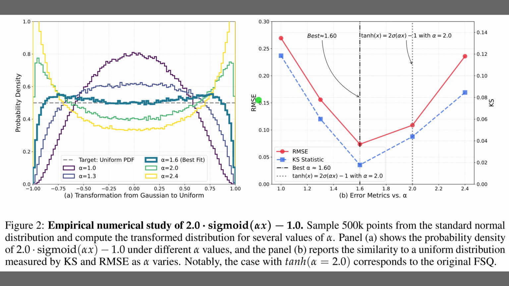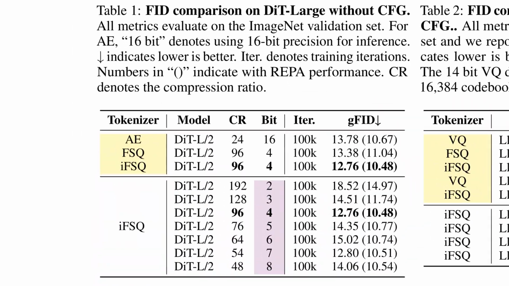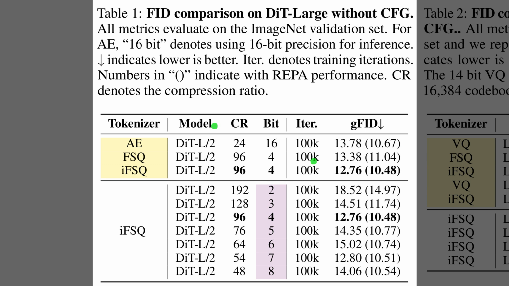Panel B confirms this, showing that error metrics hit their minimum exactly at 1.6, beating the standard hyperbolic tangent function located at 2.0. Table 1 validates these gains on a large diffusion model, DiT large. The top rows compare the baselines against the proposed method.